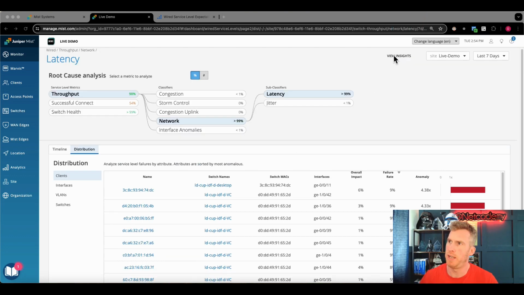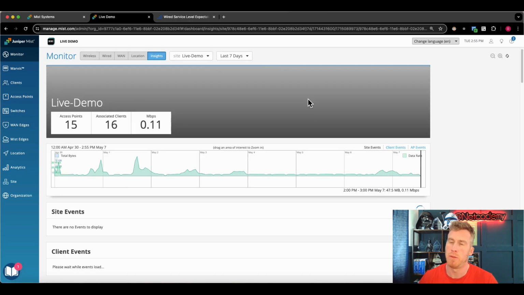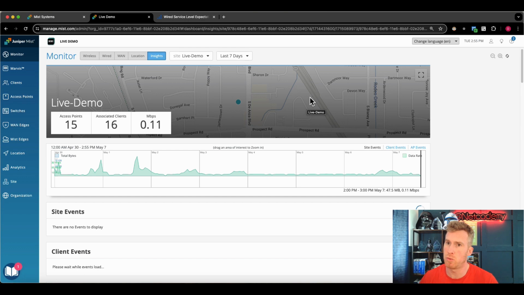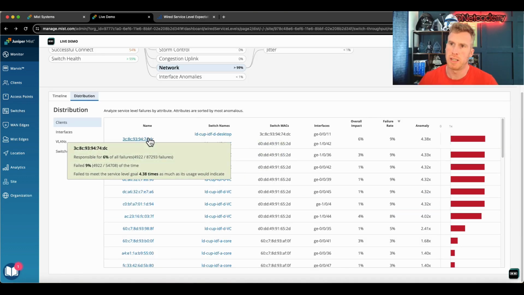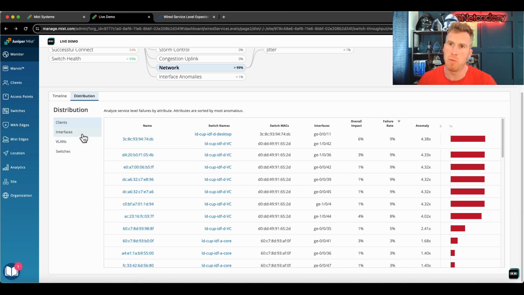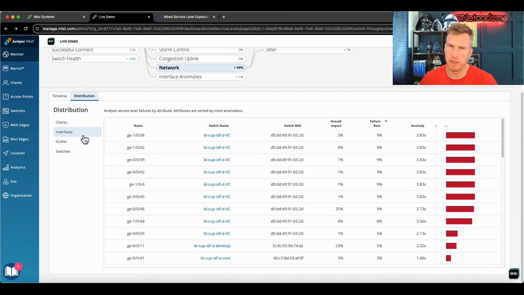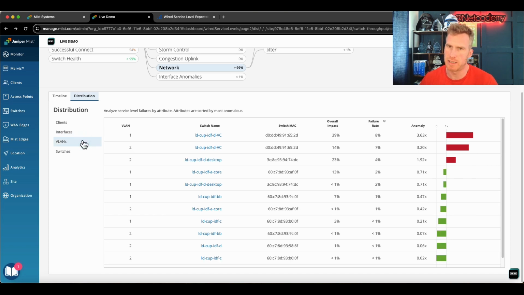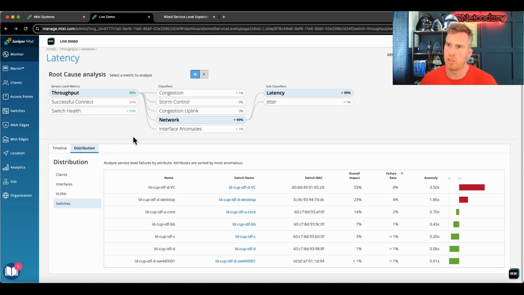But right at the top here, note View Insights. If I click on View Insights, we can go into the switch itself. Of course, I can go into the client here and you can see all the general statistics and summary, and that it failed to meet that service level goal 4.38 times because that is the anomaly. But we can also see what interfaces experienced this latency, what those VLANs are, as I was explaining, and the switches as well.